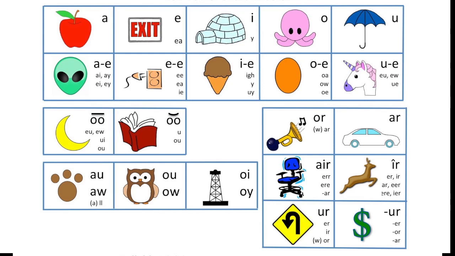I usually do the left quadrant and then the right quadrant here. Oo, ah, ow, oi. Then I do the R controlled sounds. Or, ar, ear, er.